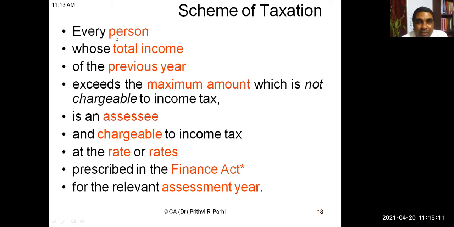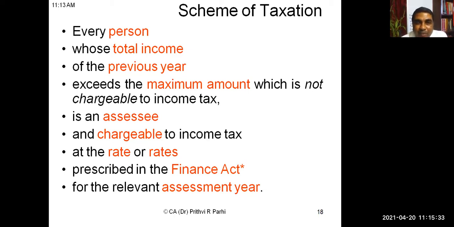Okay, we need to understand what is the meaning of person. Because every person is liable to tax. So we need to understand who is a person. Is there any possibility to plan the entity in such a way that you will not become a person? If you are not a person, then you are outside the scheme. We'll be understanding what is the meaning of person.